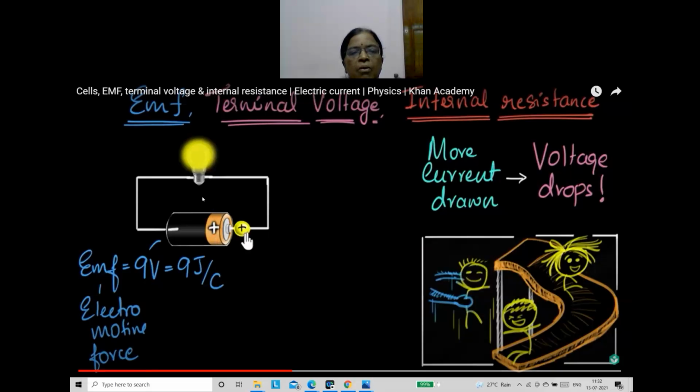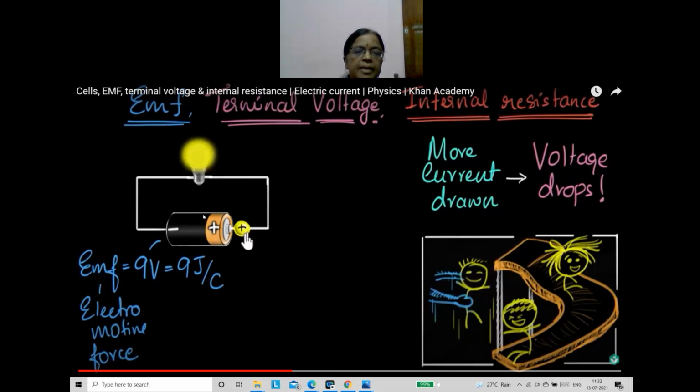So did you understand why the voltage drops when 3 bulbs are connected in parallel? Why does the voltage drop so much? That is the reason: more current is drawn when 3 bulbs are connected in parallel. Why? Resistance is reduced, so more current is drawn. When more current is drawn, the charge has to move faster, so more energy is lost. So what happened? Voltage drop. That is the reason.